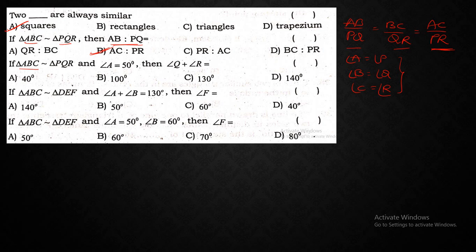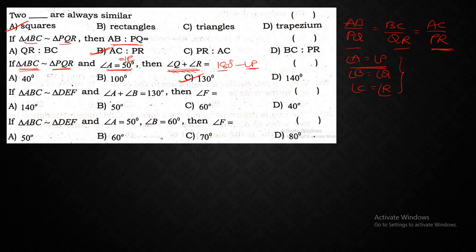This is the additional information that we can say when two triangles are similar, right? The next question: if triangle ABC is similar to triangle PQR, already we said angle A is equal to angle P, which is 50 degrees. We already know the sum of angles of a triangle is 180 degrees. He is asking angle Q plus angle R, which is 180 degrees minus angle P. So 180 minus 50 is 130 degrees.